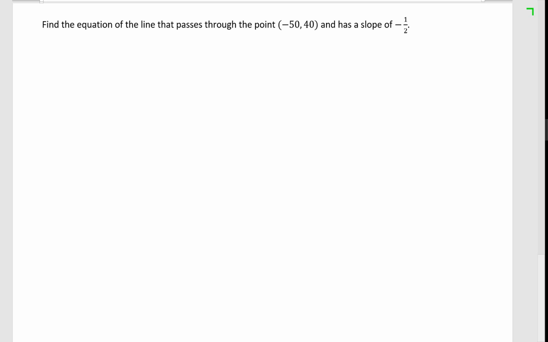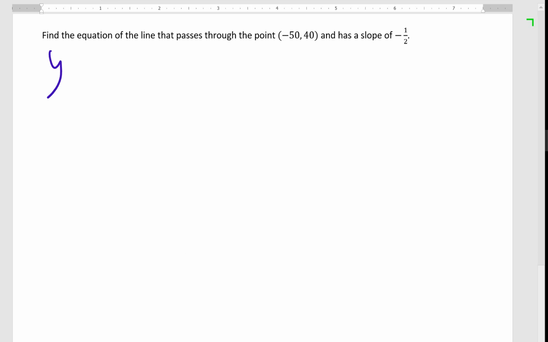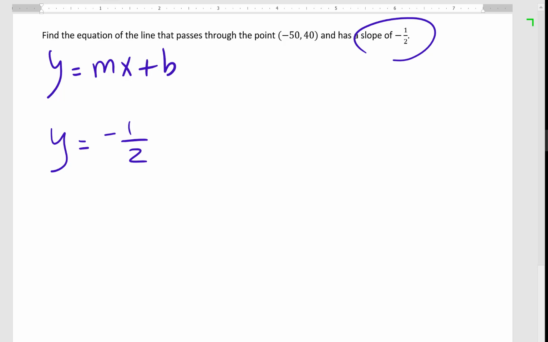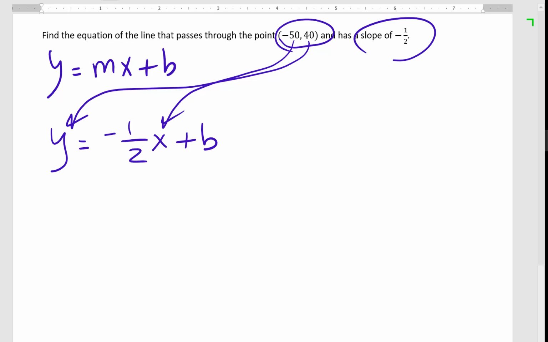Okay, find the equation of the line that passes through the point negative 50, 40, and has slope negative 1/2. So again, we start with y equals mx plus b. They tell us the slope is negative 1/2, so we fill in m. Y equals negative 1/2 x plus b. Now to find the y-intercept, we plug in this point, negative 50 for x and 40 for y. So 40 equals negative 1/2 times negative 50 plus b.